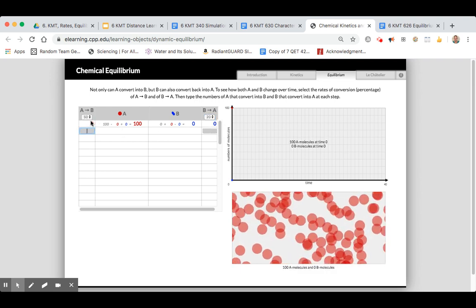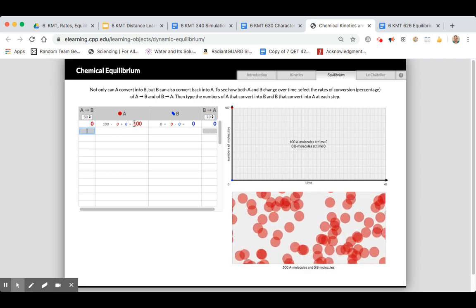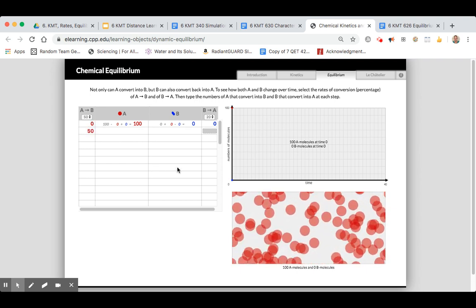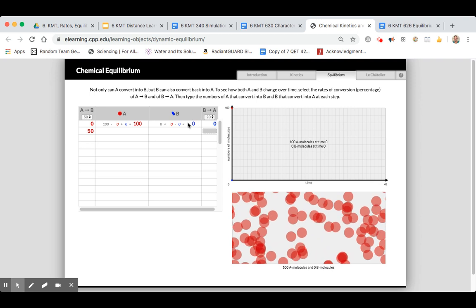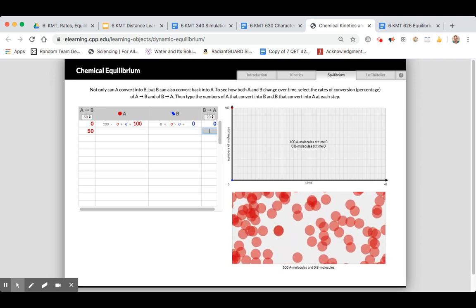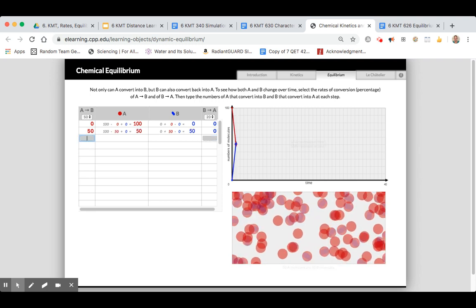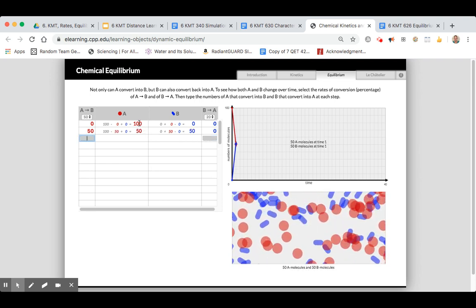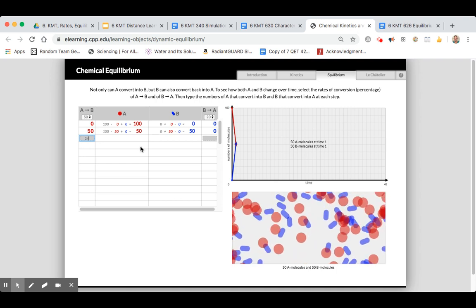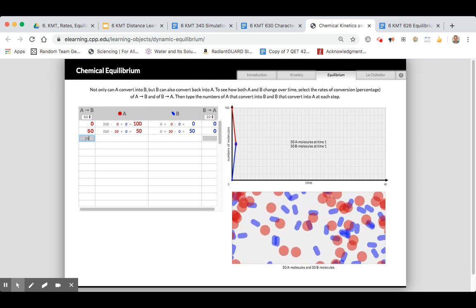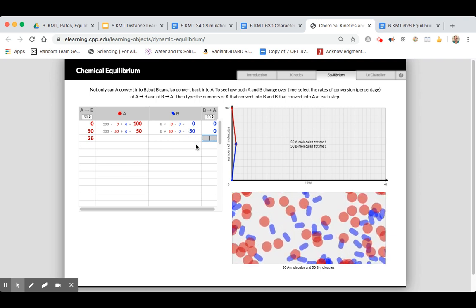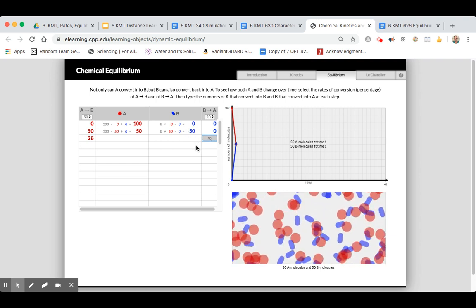So if I have 100 molecules of A and 50% of them are going to change, I'll enter the number 50. And if I have 0 molecules of B and 20% of them are going to change, 20% of 0 is 0. Now I'm going to do it again. 50% of 50 happens to be 25. And 20% of 50 is 10.